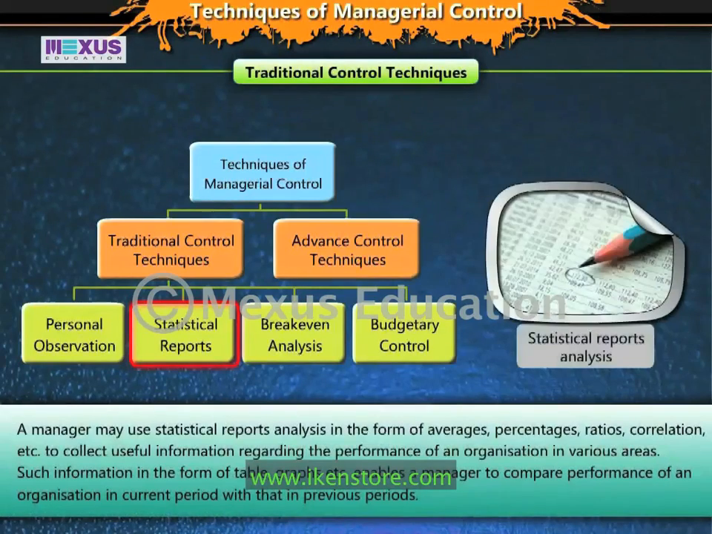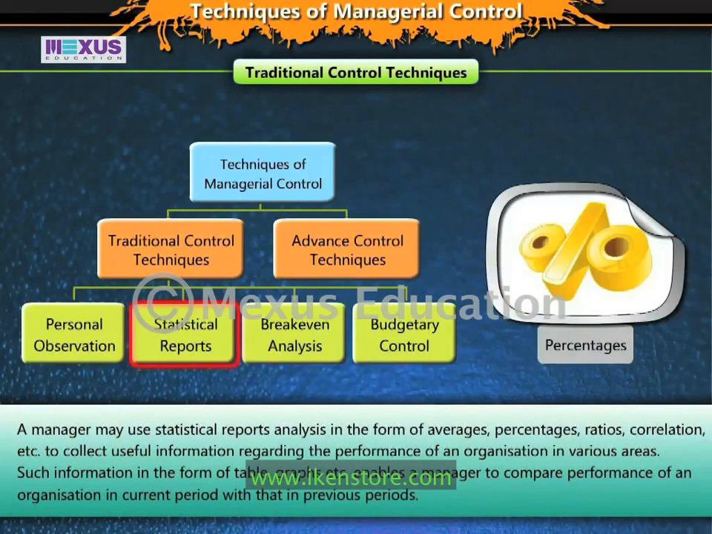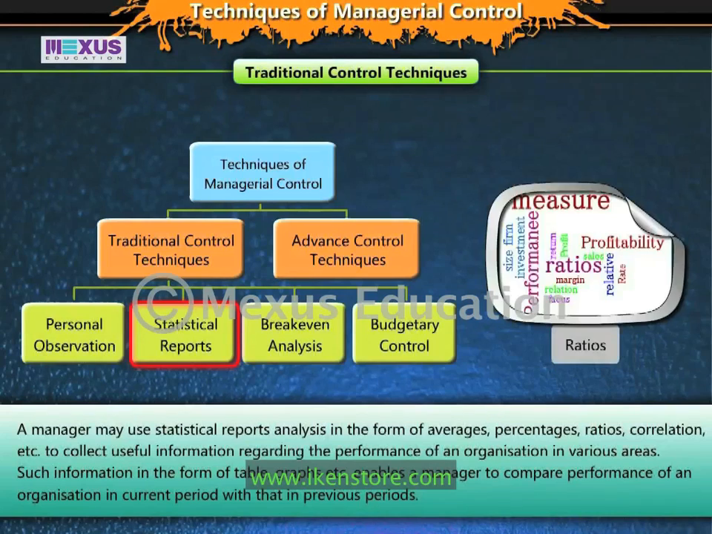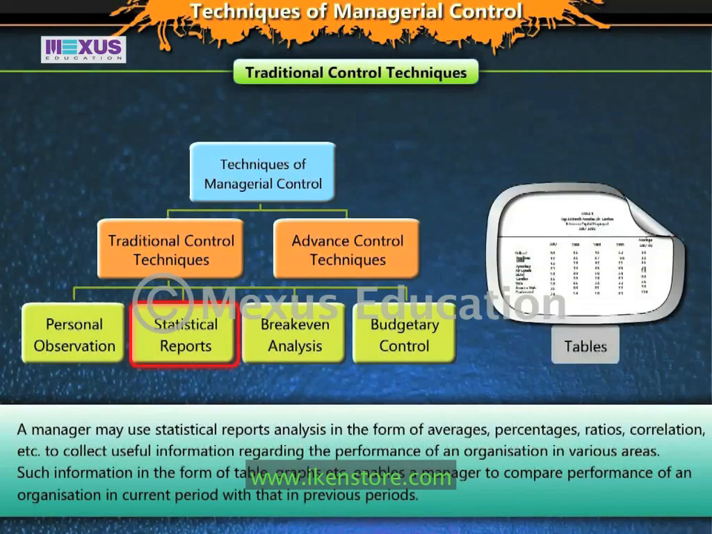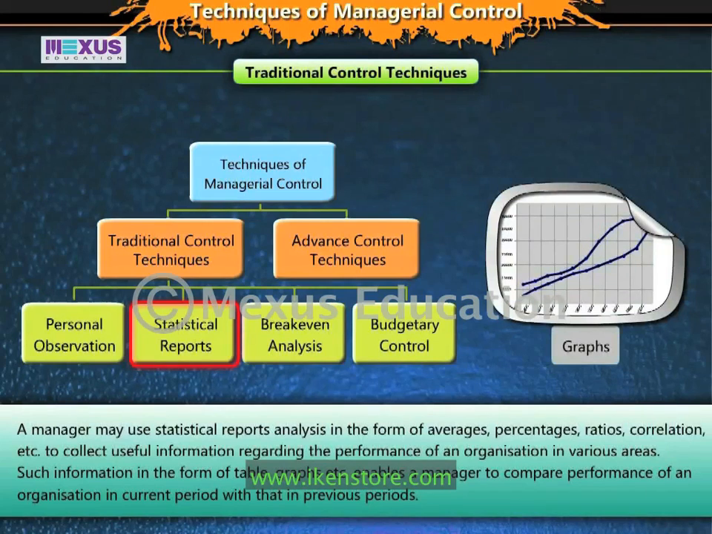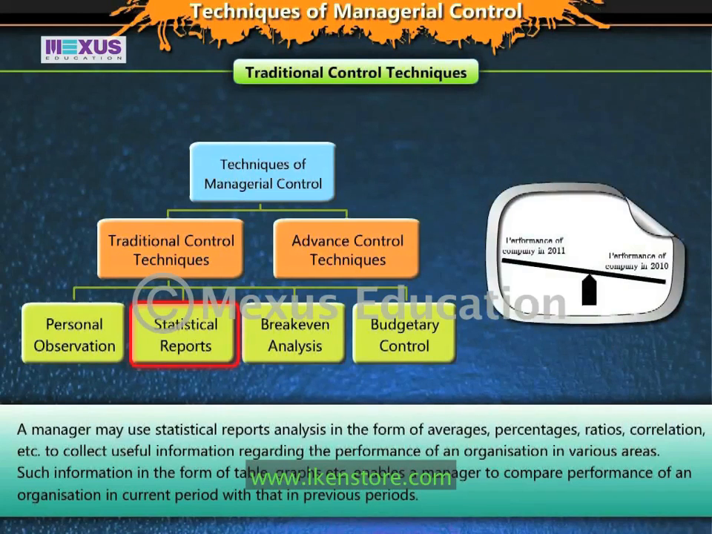A manager may use statistical reports analysis in the form of averages, percentages, ratios, correlation, etc. to collect useful information regarding the performance of an organization in various areas. Such information in the form of tables, graphs, etc. enables a manager to compare performance of an organization in current period with that in previous periods.